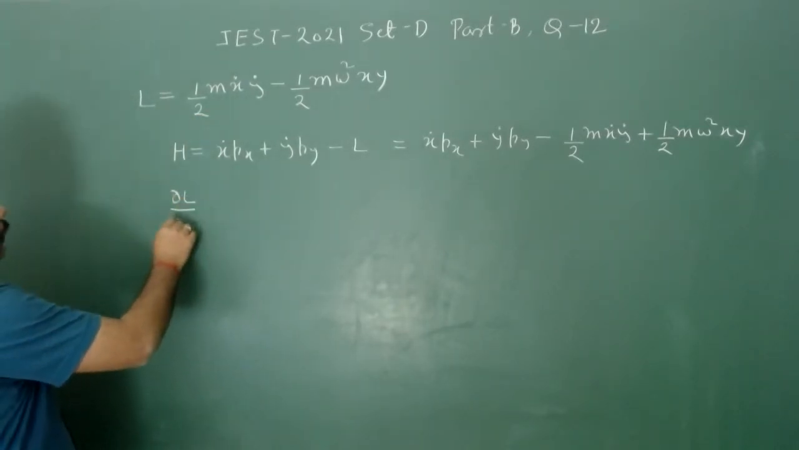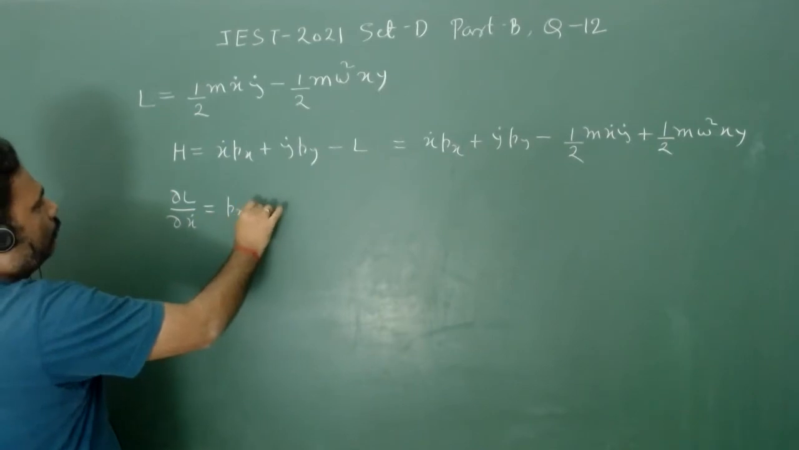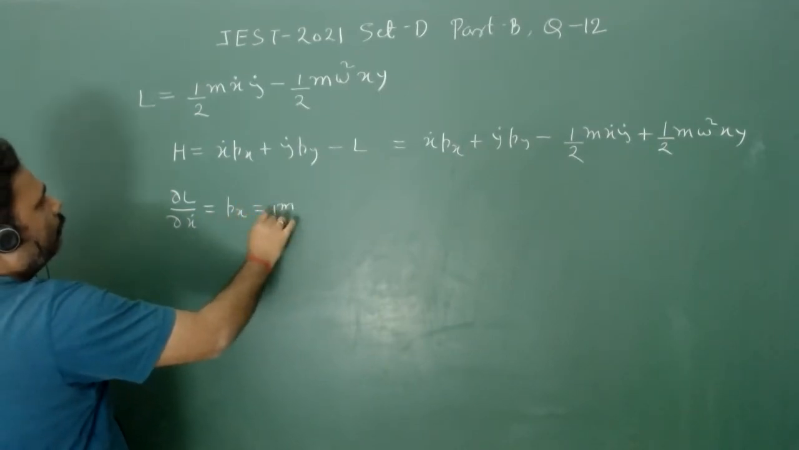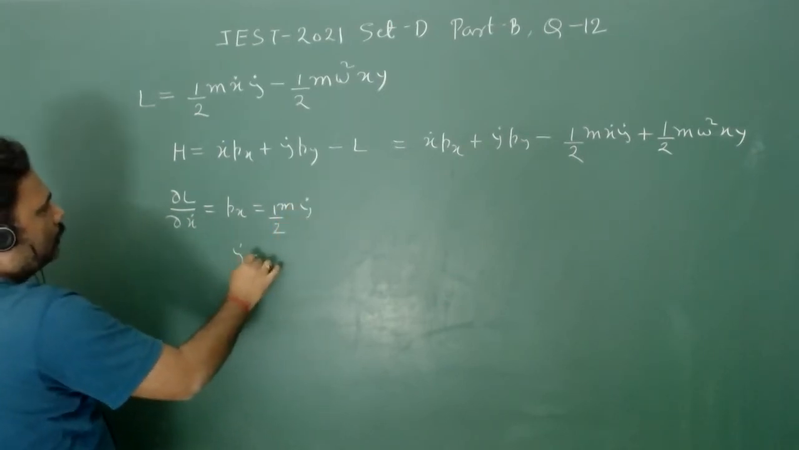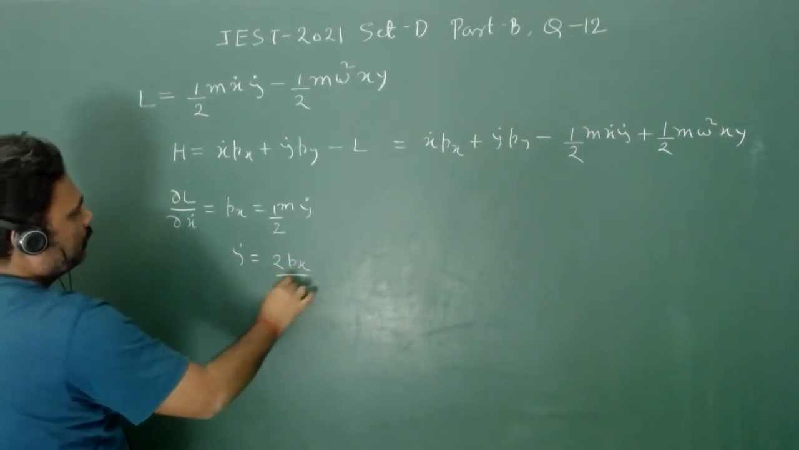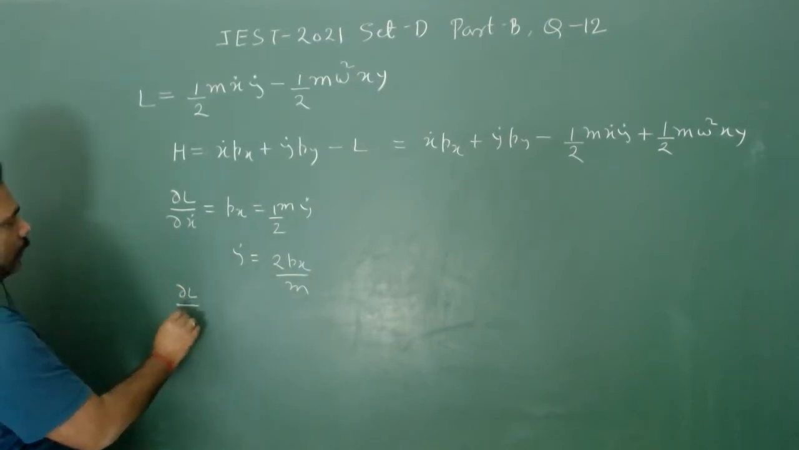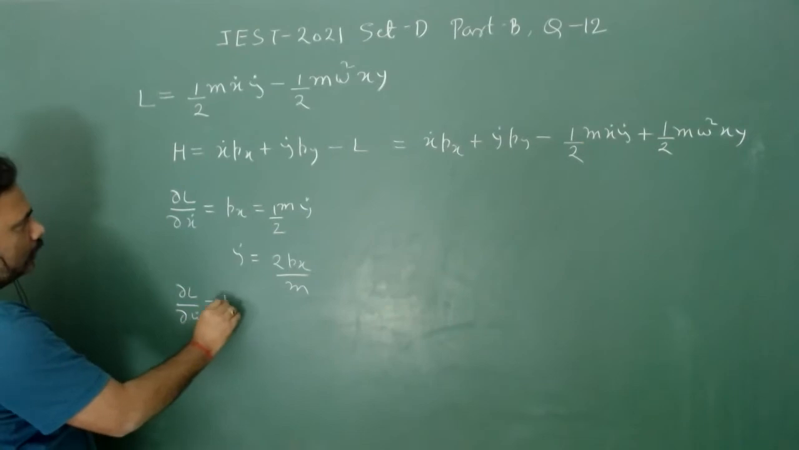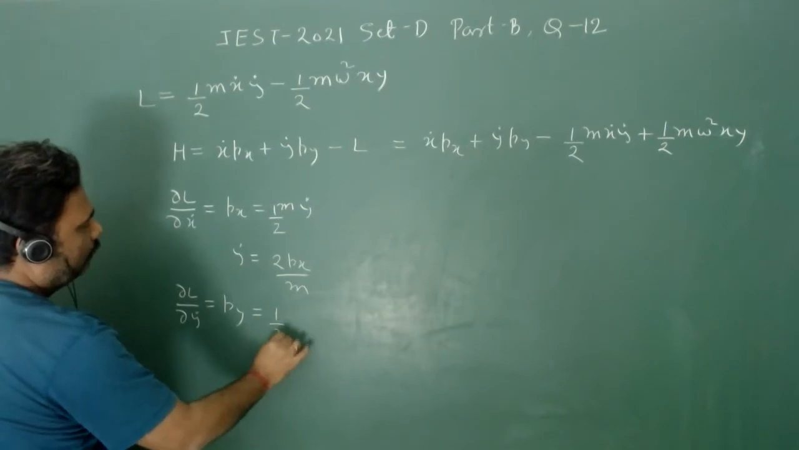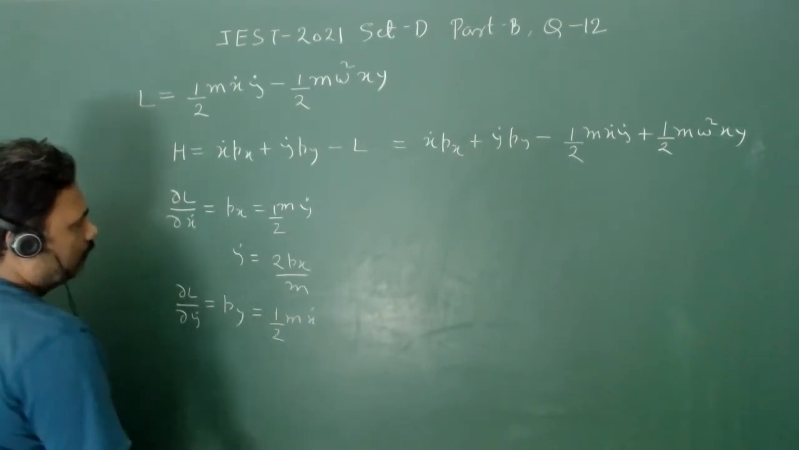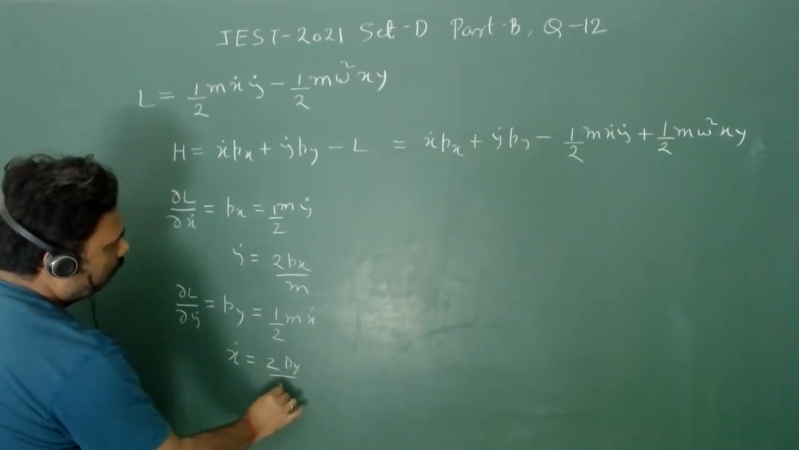Here we can use del L upon del x dot equal to px, which equals half m y dot. So y dot is equal to 2 px upon m. Similarly, del L upon del y dot equal to py gives half m x dot, and so x dot is equal to 2 py upon m.